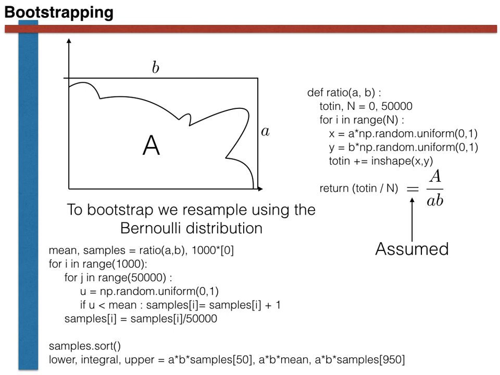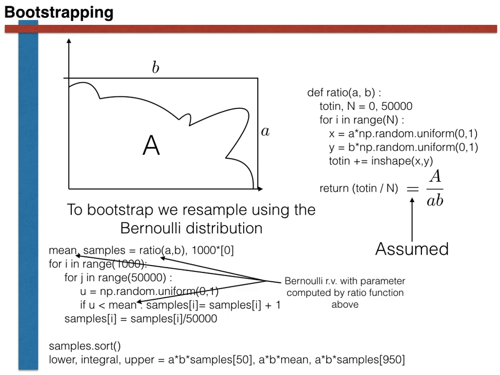Firstly, notice that the quantity called mean is computed by the function ratio that is shown at the top of the slide. This quantity is thus our estimate for the ratio of the area under the curve to the total area of the region we are sampling points from. Then notice that the if statement ensures that we are sampling Bernoulli random variables with this parameter. The inner loop in this double loop is generating sample means for this Bernoulli random variable.